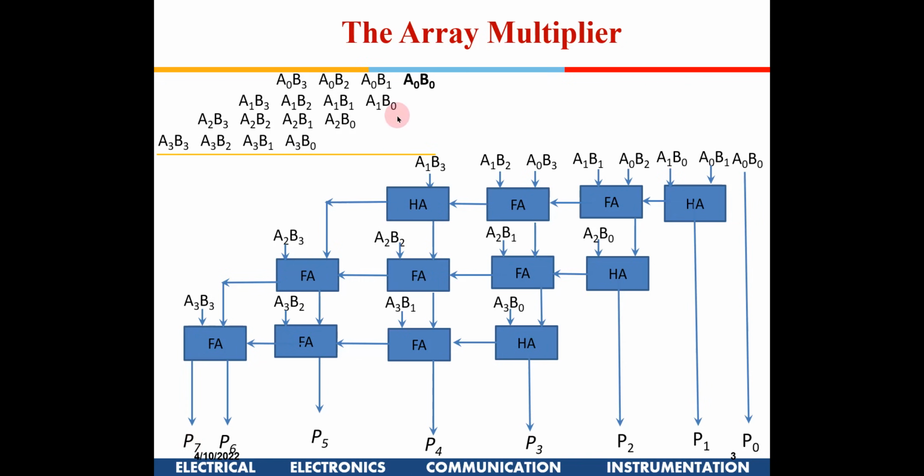Okay, so when you do a 4 into 4 multiplication, in total you will get 4 plus 4 minus 1, that is total 7. There will be 7 partial products. Similarly if it is 4 into 3, then you will get a 4 bit into 3 bit, so you will get 6 partial products. So 4 into 4 will give 7 partial products.